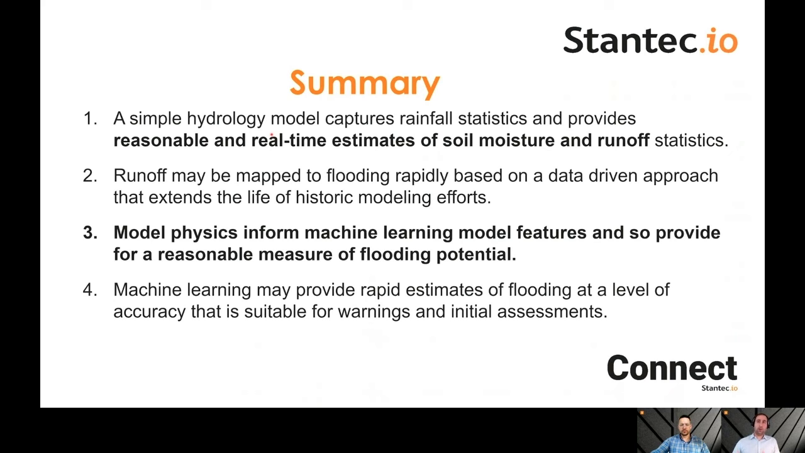And then model physics inform the machine learning model features, so provide for a reasonable measure of flooding potential. So it's not just about throwing data at the machine learning models. How do we transform this data into measures or features that align with the physics that's going on to aid the machine learning model in providing reasonable results? And when following this approach, machine learning may provide for rapid estimates of flooding at a level of accuracy that's suitable for warnings and initial assessments.